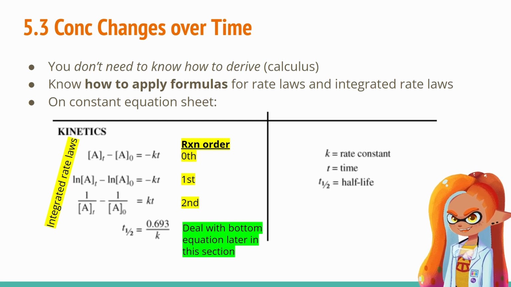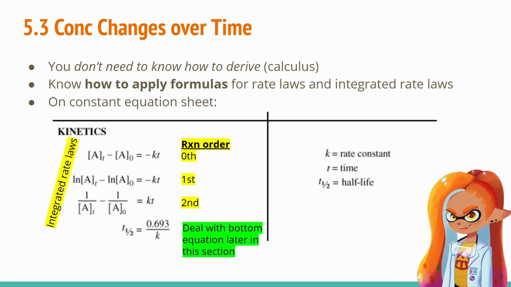And so these three equations on the top are known as the integrated rate laws. We'll deal with the bottom one later. And you need to know which one corresponds to which. So the first integrated rate law is for a zeroth reaction order reaction, and then the first and then the second. So again, make sure you know that is the order. You can see that K is still the rate constant, and then you have your concentrations of stuff. So make sure you know which one is which.